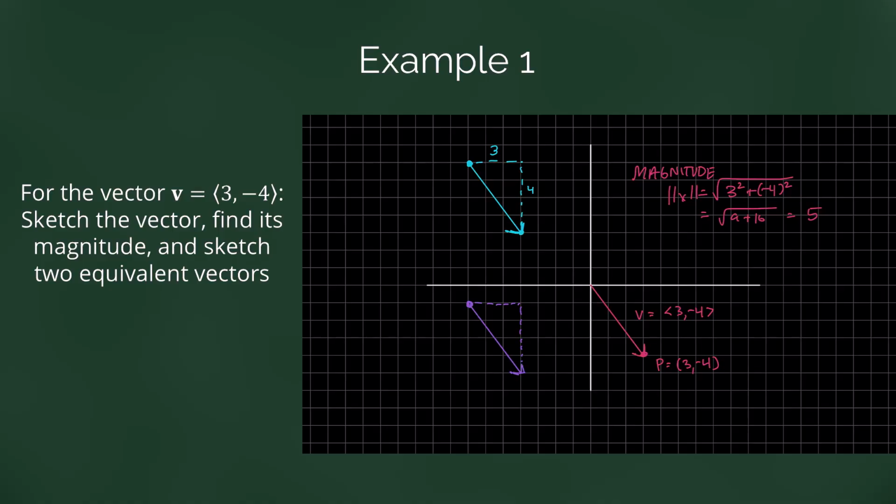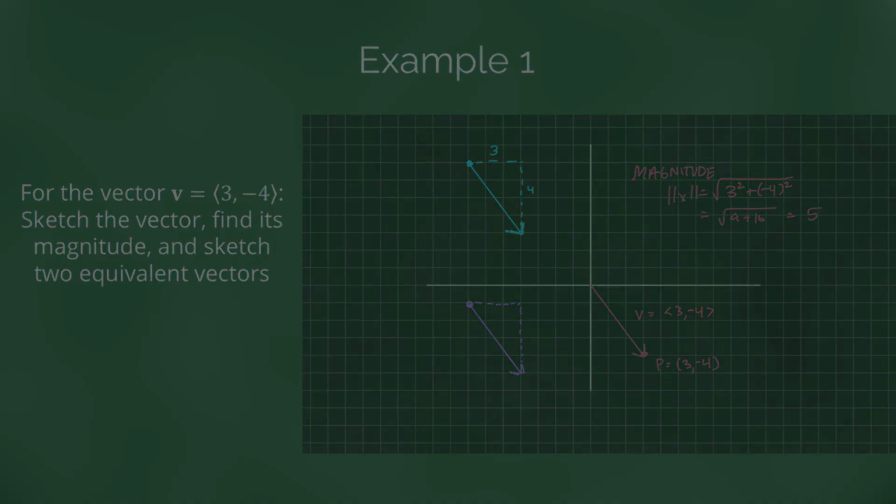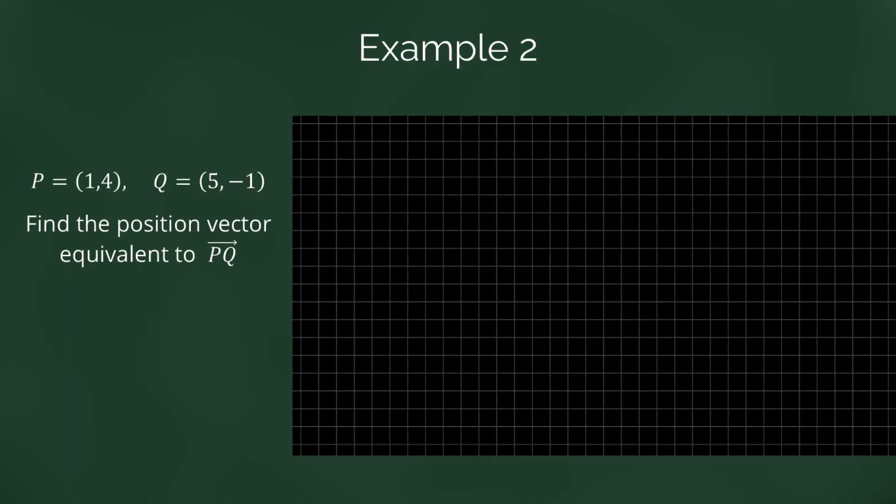Looking at all of them, then we can see that they have the same magnitude and they all go in the same direction. Let's look at one more example. Here we have 2 points, the point 1, 4 and the point 5, negative 1, and we want to connect them with a vector and then find a position vector that's equivalent to the vector PQ.